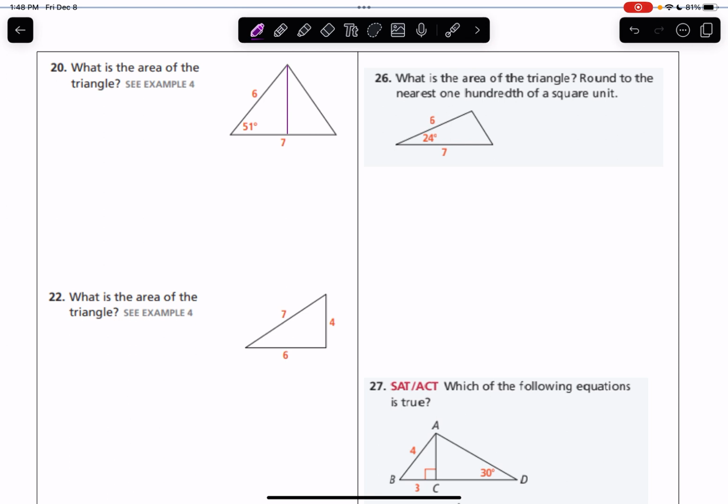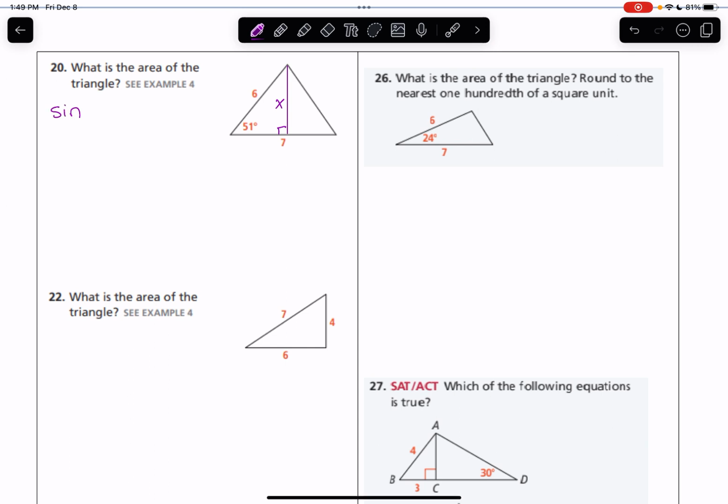And I have everything that I need to find the height of the triangle because I know these 2 pieces of information. When I draw in the height, I create a right triangle, and I can use the right triangle trigonometry rules to find this length, because according to 51 degrees, I want to know the opposite, and I have the hypotenuse. I'll use sine.